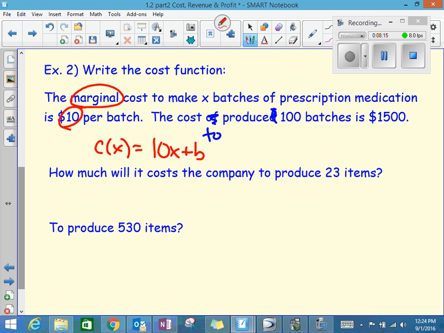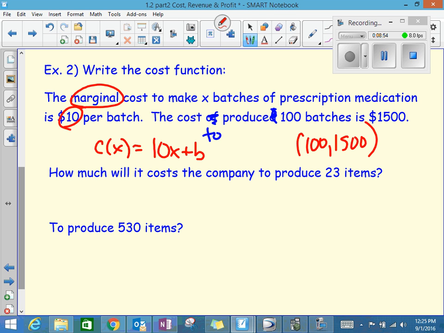Now, what can we do with that? 1,500 is C. For what value of X? 100. This actually gives us a data point, right? So just like our homework, this is saying when X is 100, Y is 1,500. So now we have the type of problem where we're given slope and a data point, right? So how do we solve for B? Plug everything in and solve.